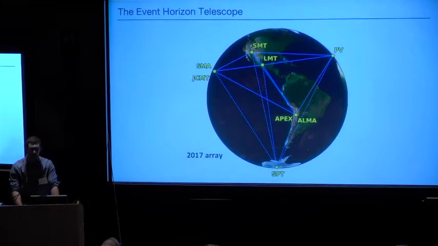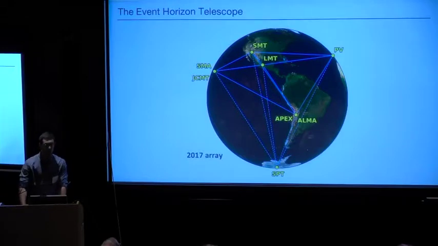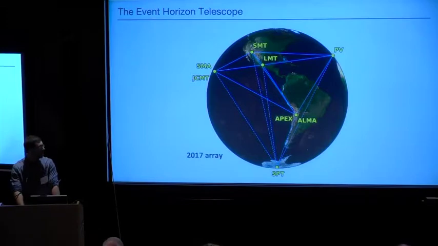And you saw this plot already. This is the 2017 EHT array. This is responsible for the observations. 8 sites at 6 distinct geographic locations. Only 7 of them had visibility to M87 in 2017. The South Pole Telescope can't see anything in the Northern Hemisphere, but is very important for observations of the other primary science target, which is Sagittarius A star.